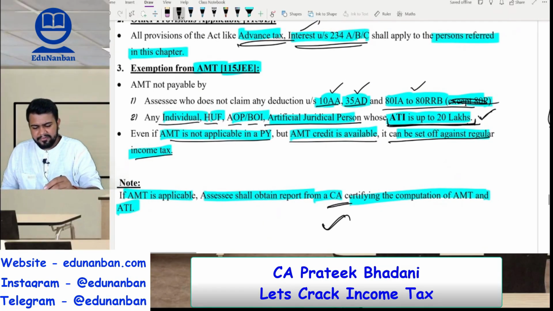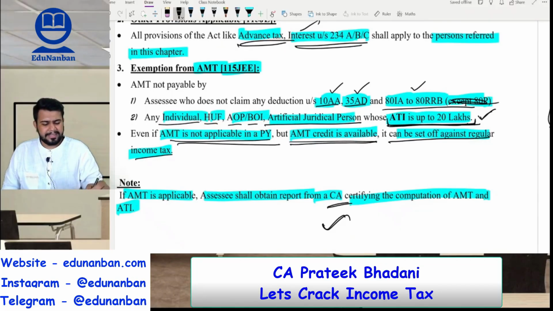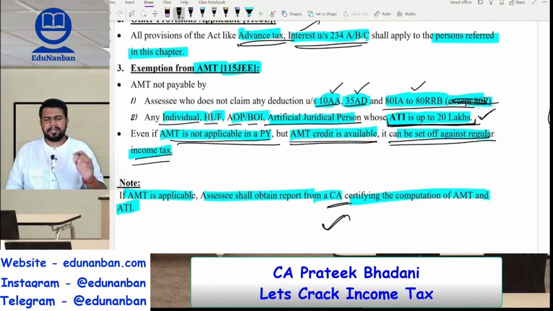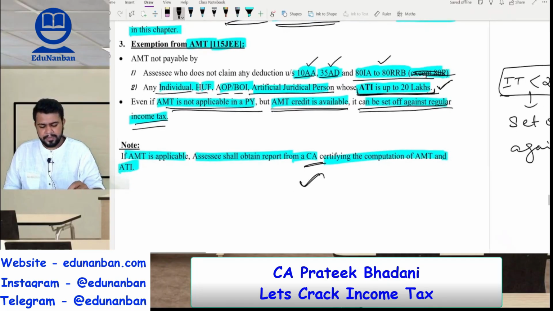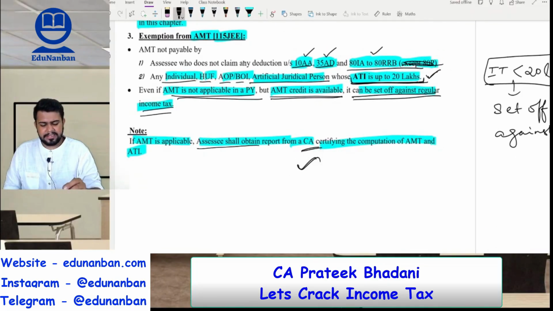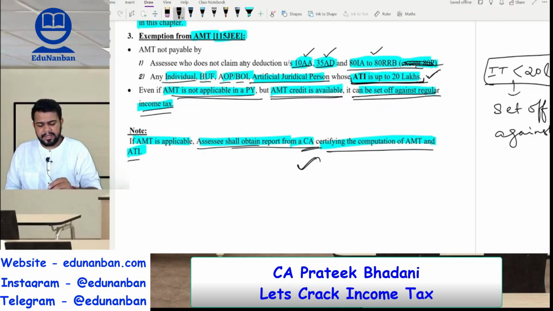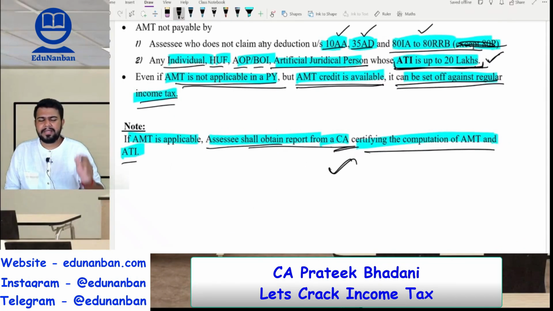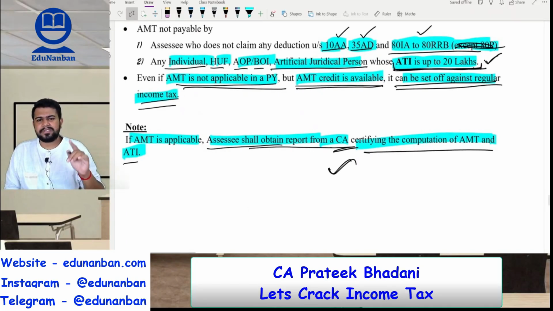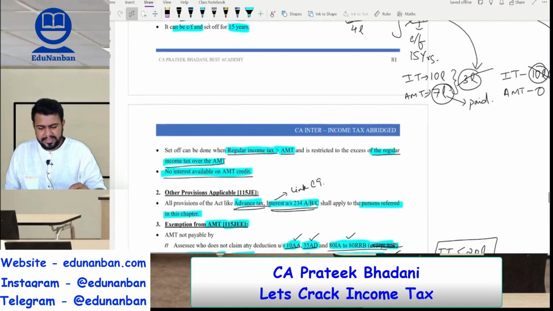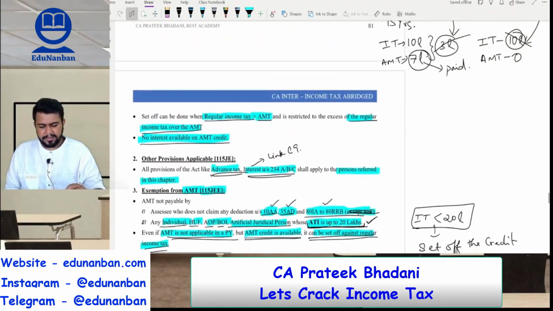Then even if AMT is not applicable, AMT credit is available, it can be set off against the regular income tax, which I already told you. Then, if AMT is applicable, the assessee should get a report from a chartered accountant certifying the computation of AMT and adjusted total income. What is the due date of this report? It is 1 month before the due date to furnish return of income as per section 44AB. Okay, tax audit. So, these were the provisions of AMT credit.